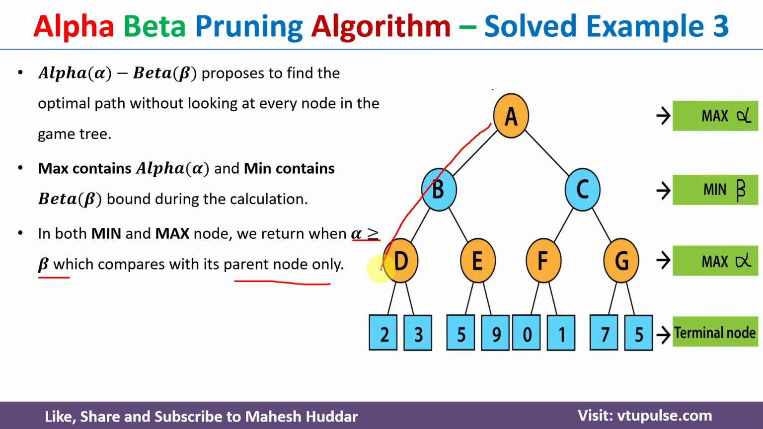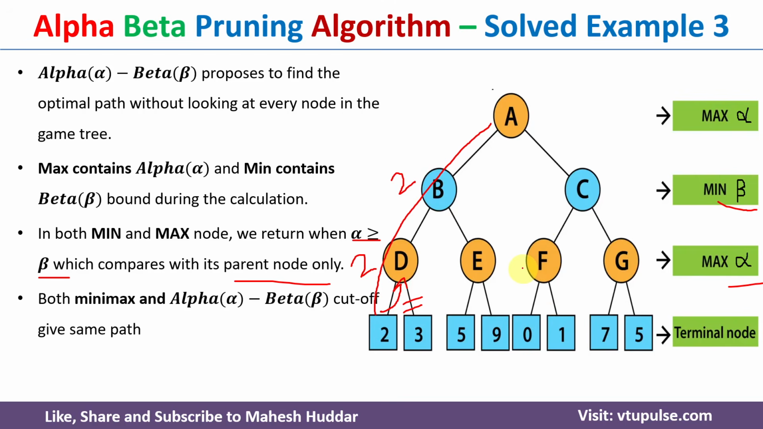Once I consider the path A, B, D and 2, I need to back propagate this value to the parent node, that is, to D. So D value is 2. And D has one more branch, that is 3. Now the question is whether we need to go for this branch or not. To decide this, we need to compare the alpha and beta values. If alpha is greater than beta, then we will not go for this route. We will prune this branch and return the value to the parent node. This is how the alpha-beta pruning algorithm works.